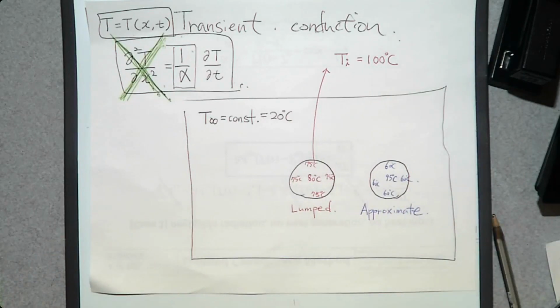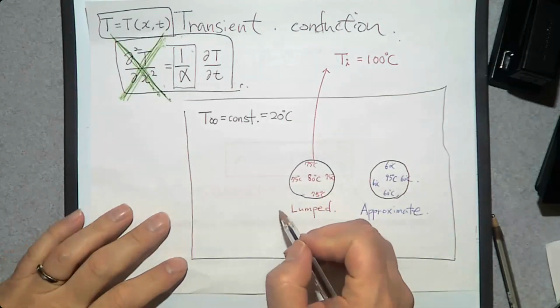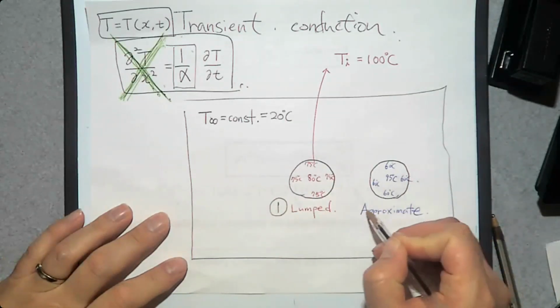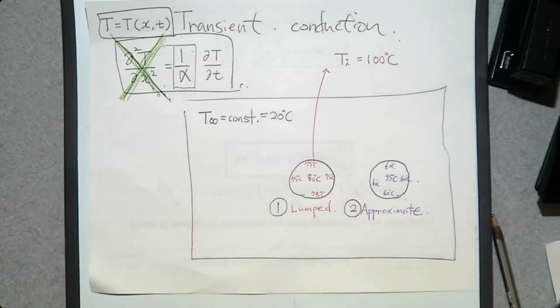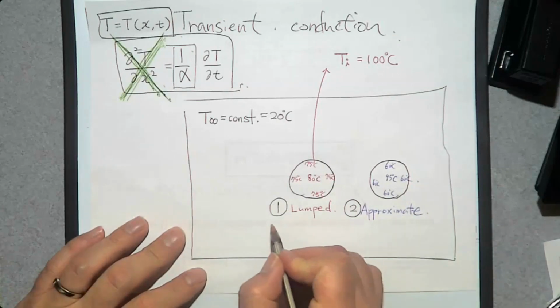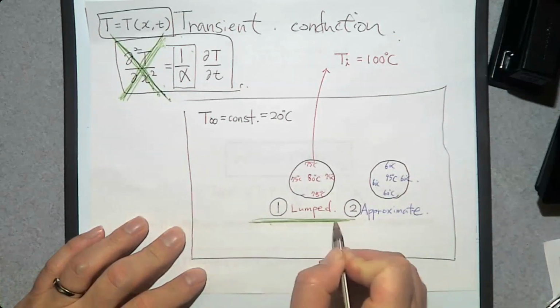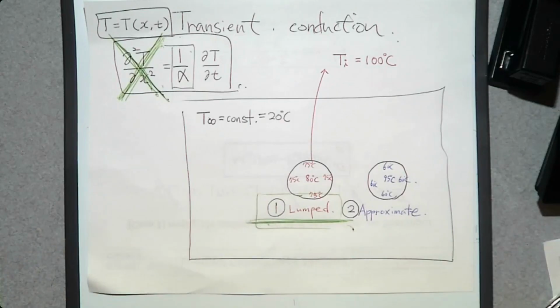So in this chapter 5, we are going to study how to do lumped system analysis. That's the first one. And later, the other half is going to be how to solve by this approximate method. That's what we are going to do. So let's say that we have a lumped system. Then how can we solve it?